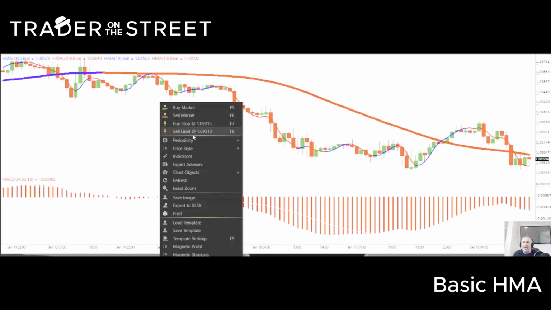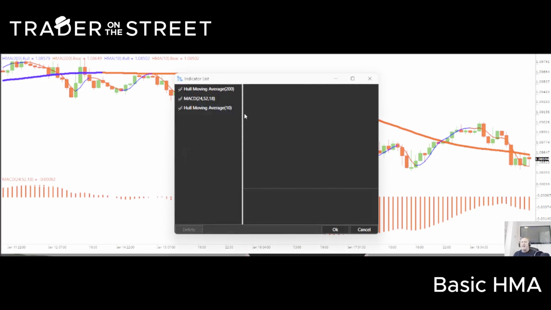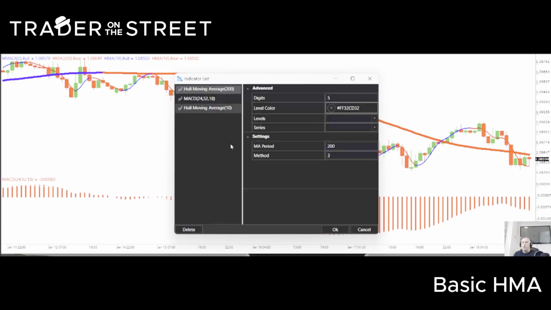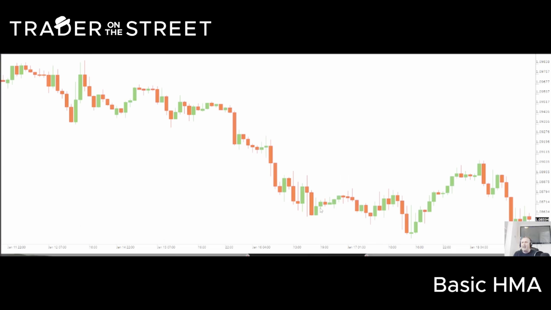So I'm going to go ahead and go to my indicators, and this will show you what the indicators look like. We've got the Hull moving average, HMA 200. We've got a MACD that's double the normal, 24, 52, 18, and we've got the Hull moving average set at 10. So I'm just going to delete these so that we can pull them up and you can see how that works and how we set that up.